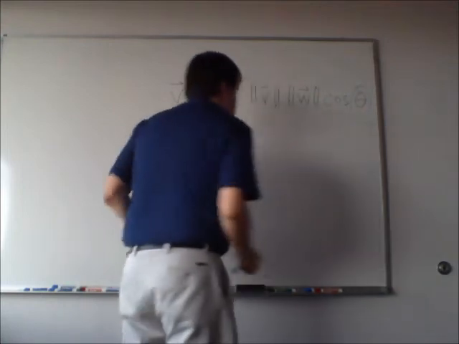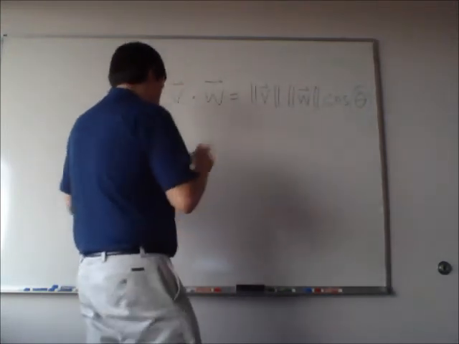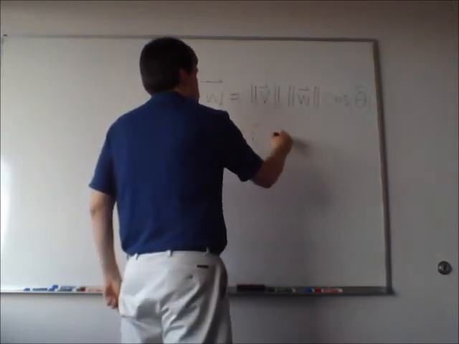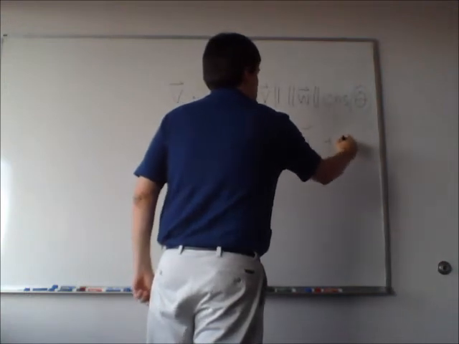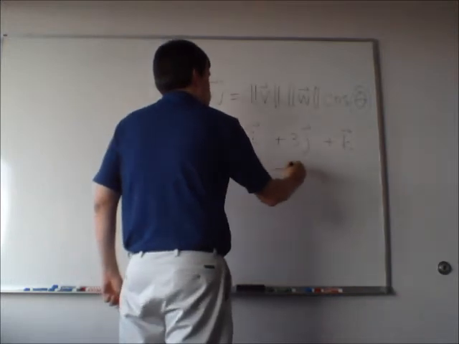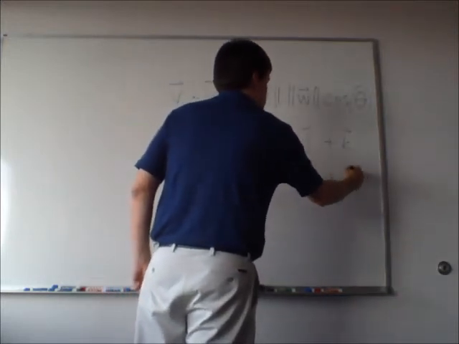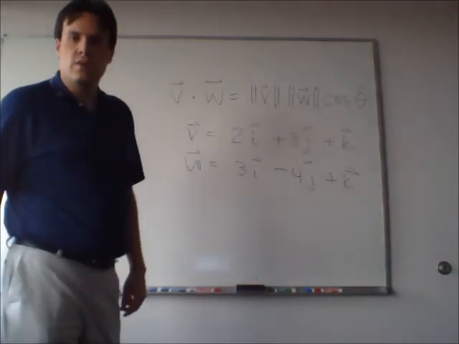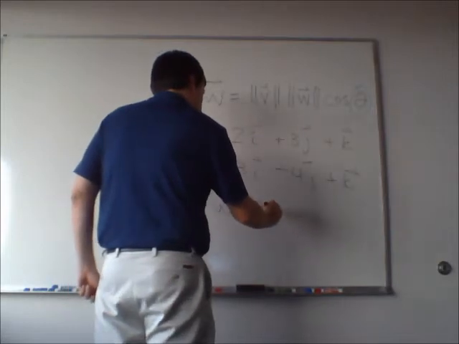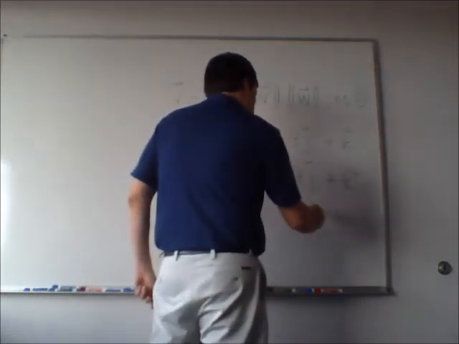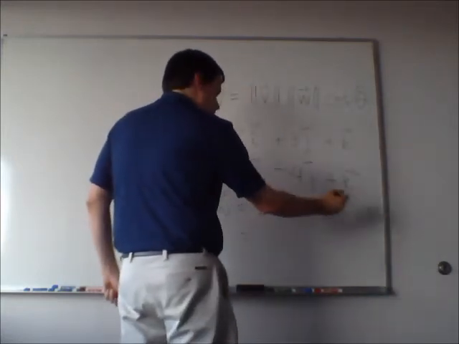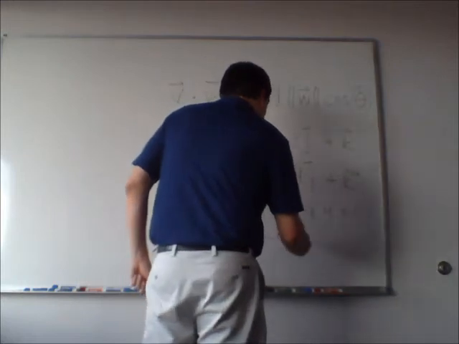one thing that you can very quickly read from this formula, suppose that I give you two vectors in component form. So V equals 2i plus 3j plus k, and W is, let's say, 3i minus 4j plus k. The dot product of those is going to be V dot W equals 2 times 3 minus 3 times 4 plus 1 times 1. And that comes out to 6 minus 12 plus 1 is negative 5.